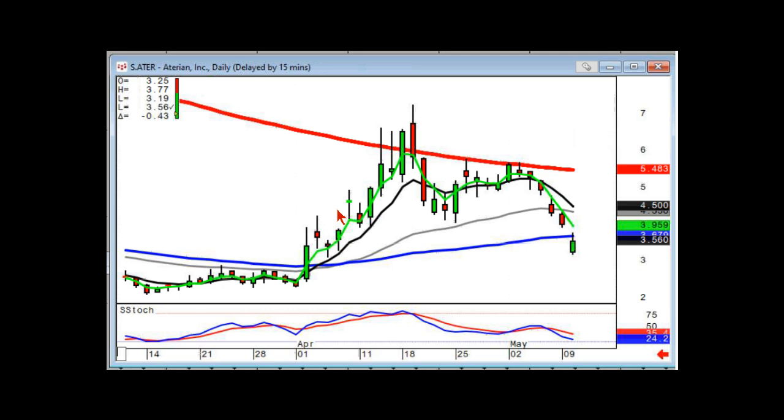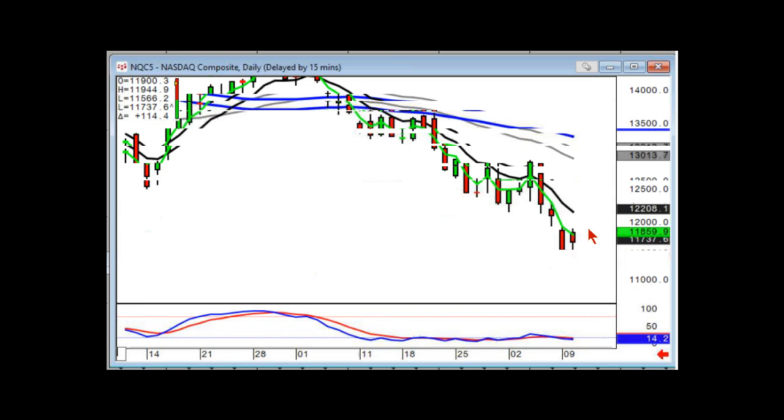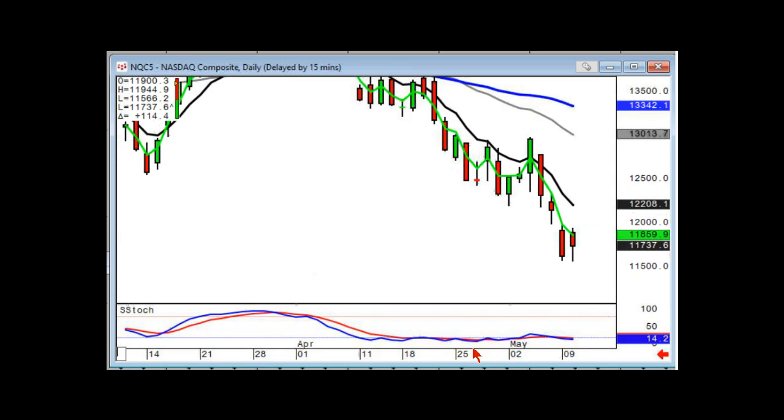All right, everybody. The NASDAQ was up 114, but notice that it wasn't a strong 114 because they opened it here and they closed it down here, halfway down.